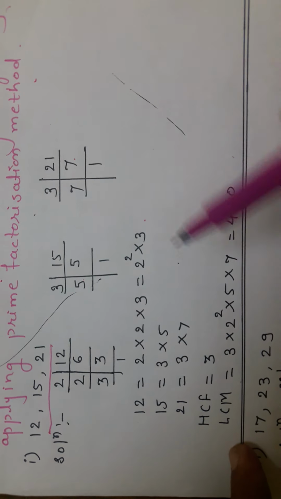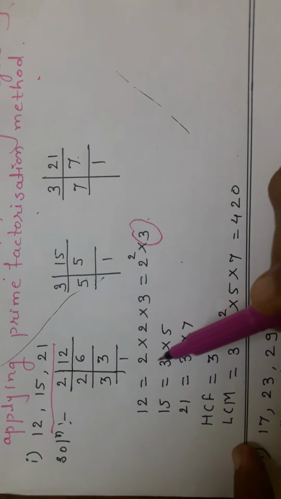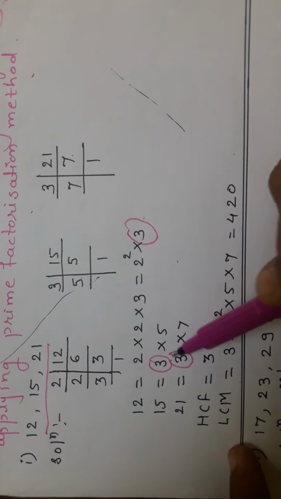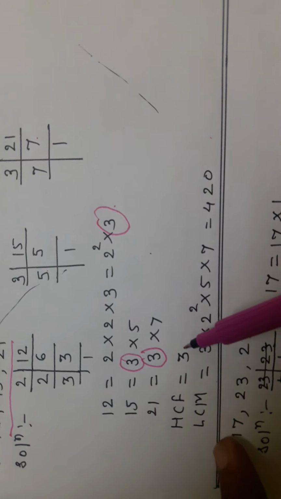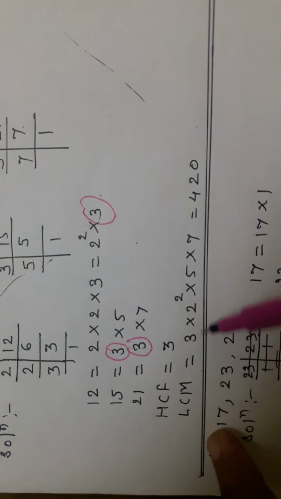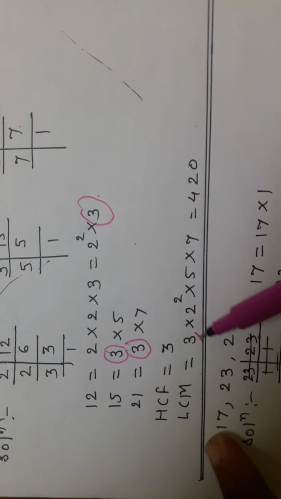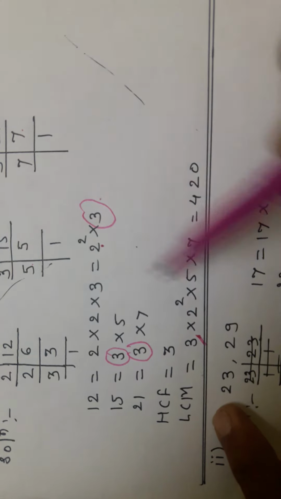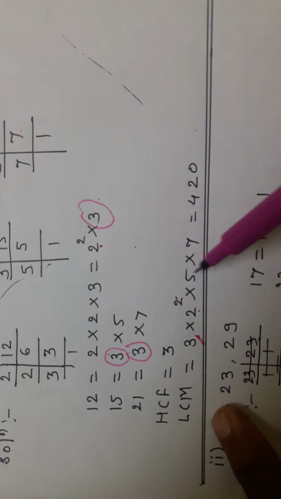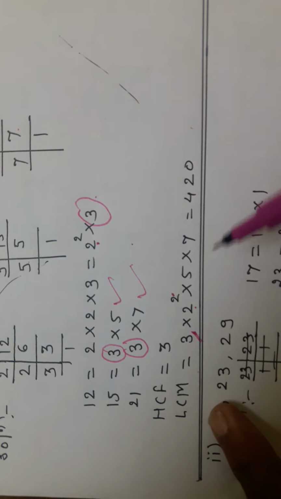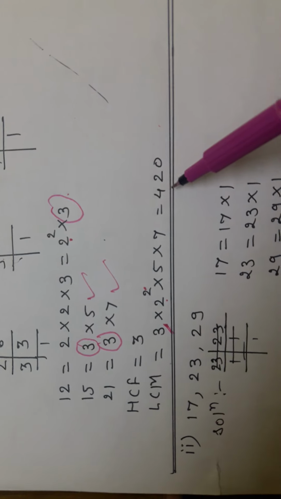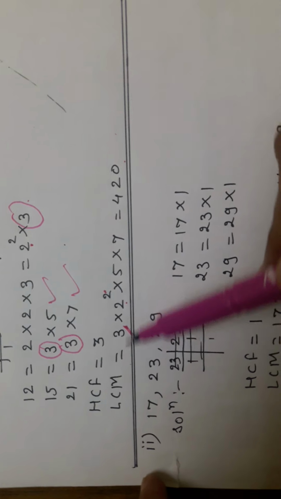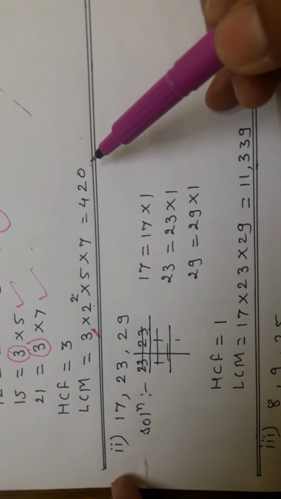We have to find the HCF. So which number is common? 3 is common. Only the number 3 is common. That's why the HCF is 3. Now we have to find the LCM. First of all we will write the common number, that is 3. What is left? 2 square, so we write 2 square, then 5, and then 7. The multiplication is nothing but 420. That's why the LCM of these numbers is 420.